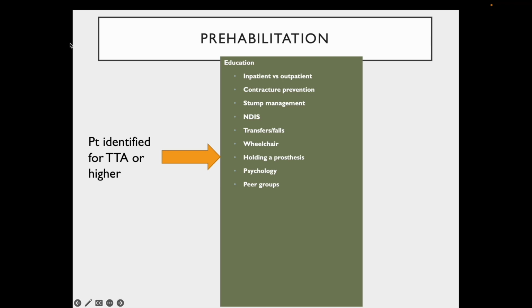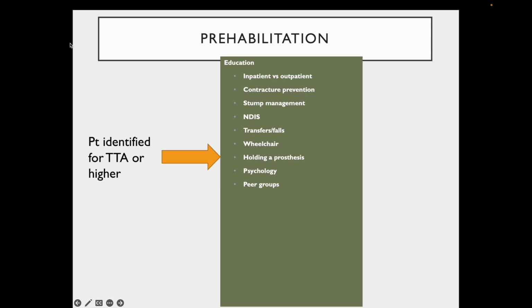Learning to navigate the NDIS is not a small feat, and it helps if patients are given the opportunity to familiarize themselves with it before the amputation. We also talk to patients about how to transfer and how to avoid falls. Patients get the opportunity to use a wheelchair. Patients are able to talk to a prosthetist and to also hold and manipulate a prosthesis. We have psychology service because clearly an amputation requires significant adjustment.